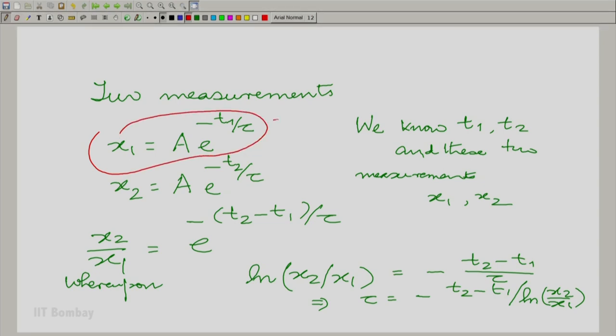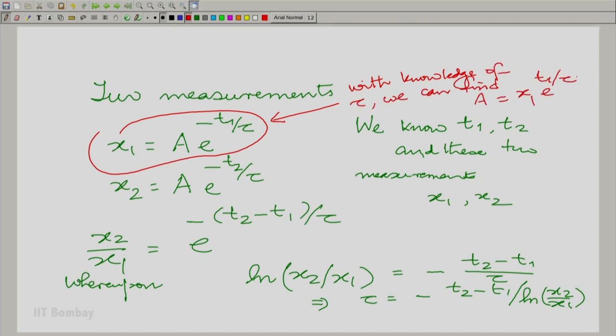Now, once we have the time constant, with knowledge of tau, we can now find A from here, because you know t1 and you know x1, and now you also know tau. So, this is the way in which you would obtain the two parameters, the amplitude and the exponential decay time constant. Now, what I said in that part was that if I knew that the signal was of this form, then these two measurements would immediately allow me to reconstruct the signal. And this is an example of a priori information that I might have. If I know the circuit is an RC circuit, or if it is a composite RC circuit, has more than one stage, I would know how many exponential parameters it has. So, for example, it could be a sum of two exponentially decaying functions.